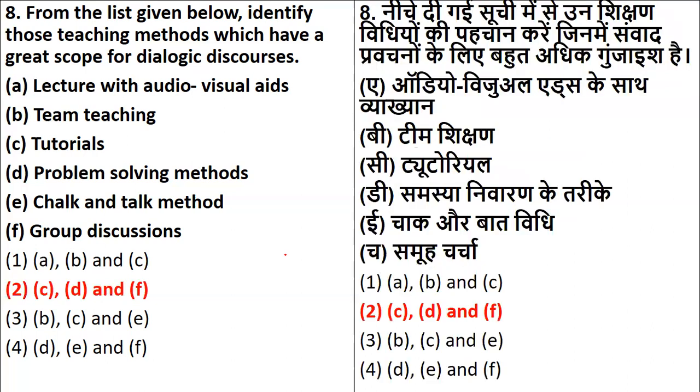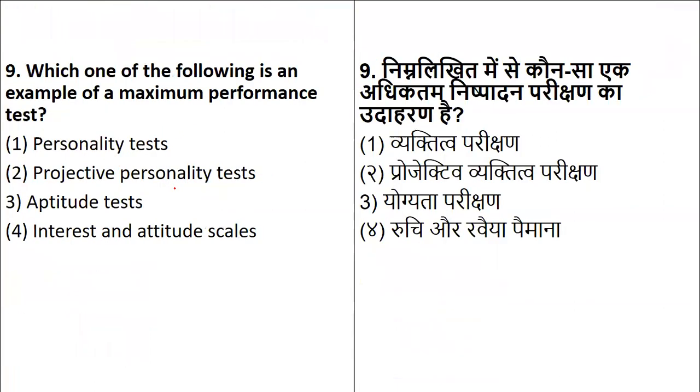Okay. So yes, we have tutorials where we have interaction, where we have one-to-one conversation with the teacher. So that is tutorials. Then there are problem solving methods, and then comes your group discussion. Audio visual is one way. Team teaching also can be one way, as well as your chalk-talk method is also one way. So your dialogic discourse has to be two way. So the right option is option number two. Is it clear?